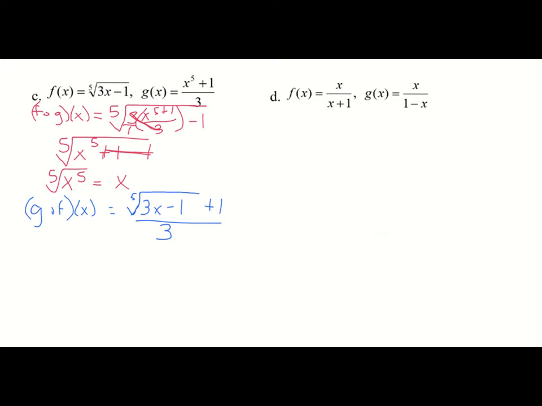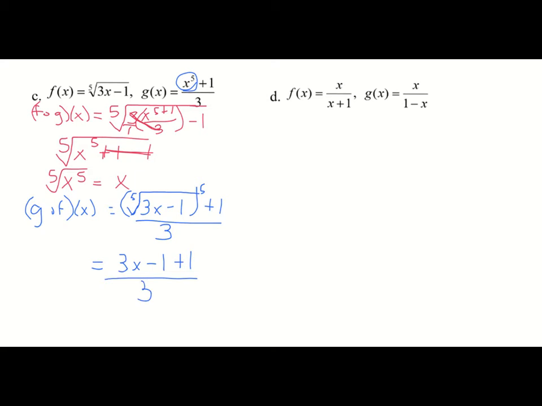And we do need to, I forgot one part there, because it's x to the 5th power up here. It's going to be, this is going to be to the 5th power. So the nice thing here is because we have the 5th root and then we have that 5 there, that's going to cancel each other out. So we're going to end up with 3x minus 1 plus 1 over 3.